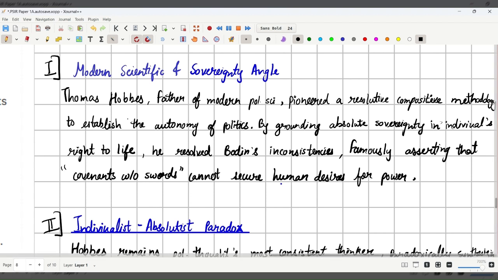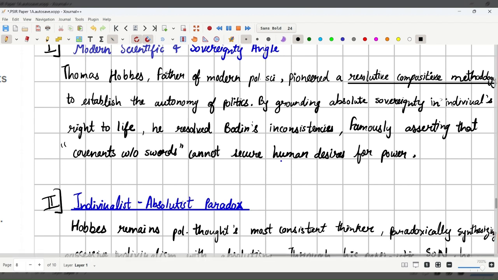So Thomas Hobbes, father of modern political science, pioneered a resolutive compositive methodology. This I will explain a bit later. To establish the autonomy of politics, by grounding absolute sovereignty in individuals' right to life, he resolved Baudin's inconsistencies, famously asserting that covenants without swords, that quote, cannot secure human desires for power. Covenants basically means law. Covenants without swords basically means law without power.